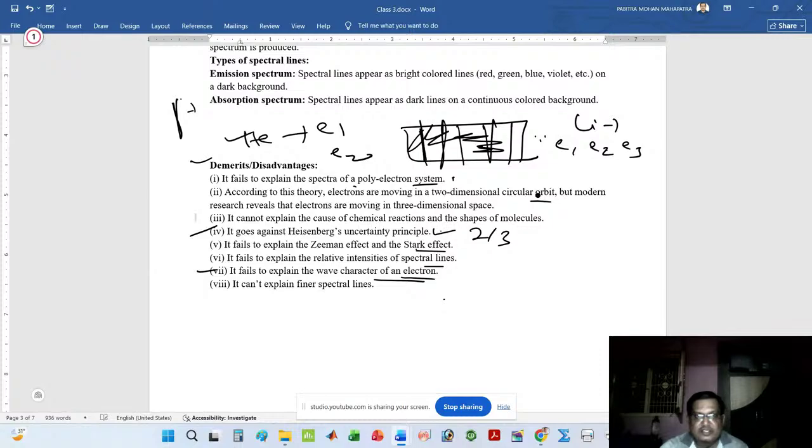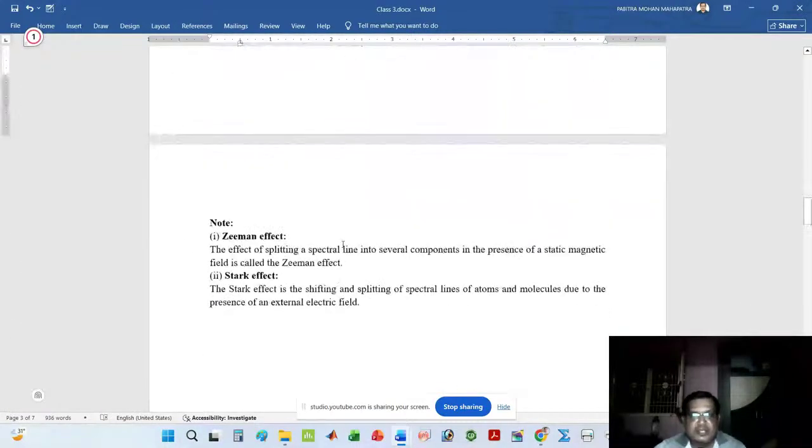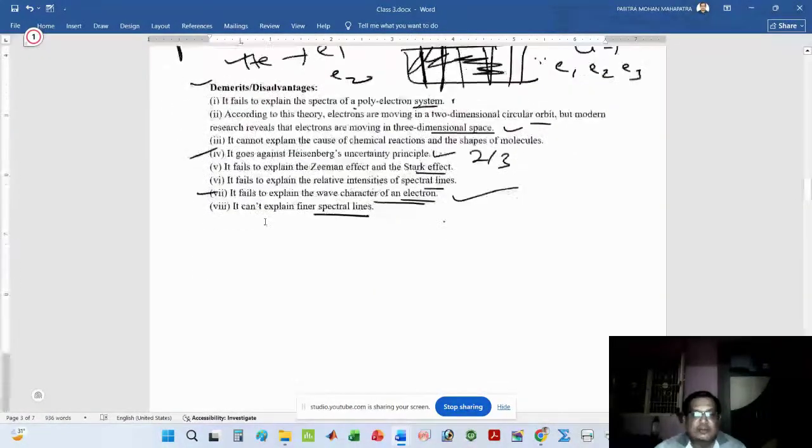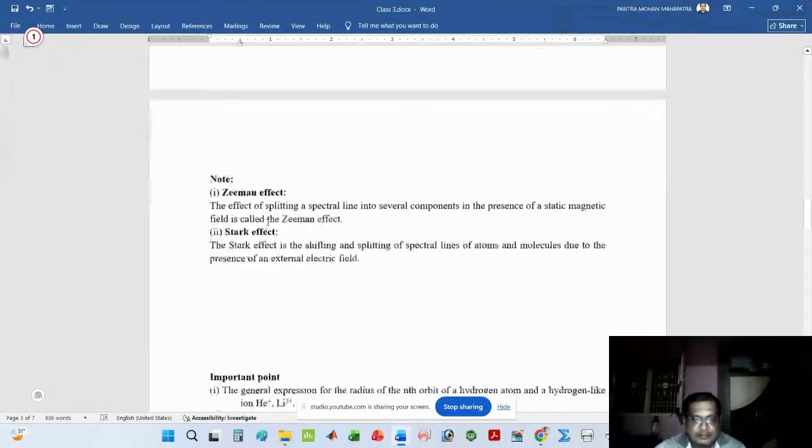Modern research reveals that electrons revolve around the nucleus in three-dimensional space. In that concept, the wave character of the electron is used. So again I can say that it fails to explain the wave character of an electron. It fails to explain the finer spectral lines. In the upcoming class, I will clearly explain what finer spectral lines are. These are the demerits of Bohr's atomic model.